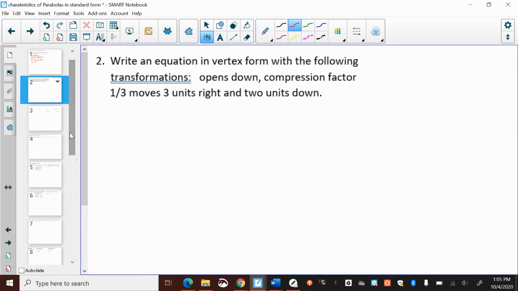Kind of going the other way, we have transformations in words. We want to write a function. You have f of x. You could use y. Opens down means the function is negative. It has a compression factor of 1/3. So 1/3 fills in where that a is.